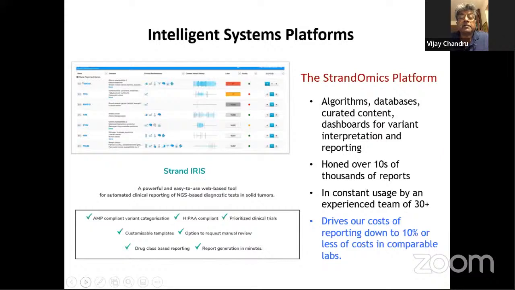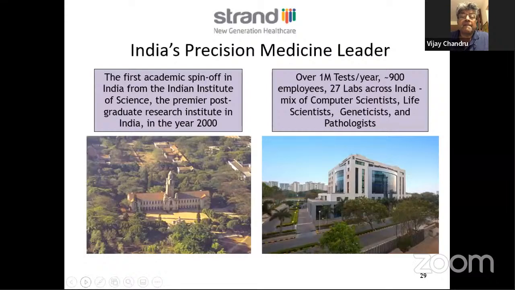So to build all these platforms, we've really had to put a lot of machine learning and AI methodologies into action. Next slide, please. And of course, Strand evolved out of the Indian Institute of Science over 20 years ago, so it has been one of the early pioneers in precision medicine of this kind. Next slide.